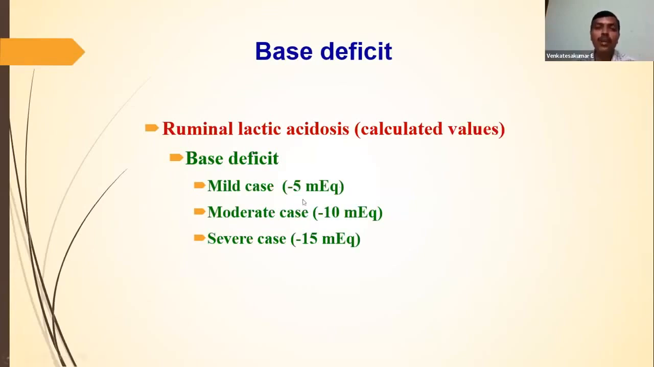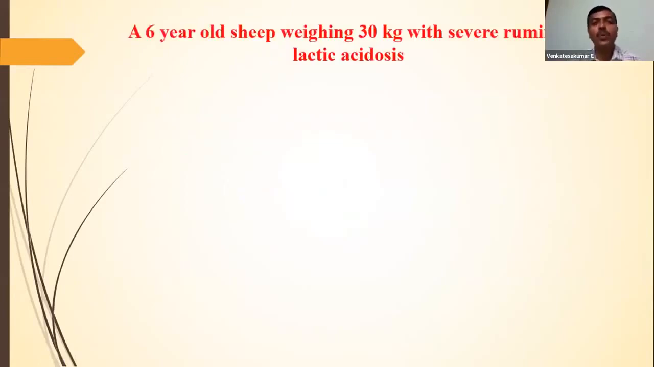In severe cases of ruminal lactic acidosis, fluid selection is needed and bicarbonate should be given. For that, we take a base deficit of -15 milliequivalent. These are the calculated values. Remember mild, moderate, and severe cases; you just observe the clinical signs and judge accordingly, so for that they have given base deficit values. Take an example: a 6-year-old sheep weighing around 30 kg body weight with severe carbohydrate engorgement leading to ruminal lactic acidosis, due to excessive intake of carbohydrate.